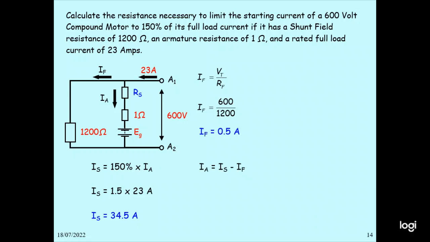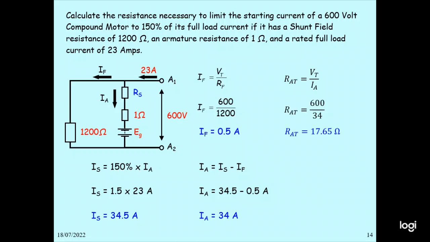IA equals IS minus IF, so that's 34.5 minus 0.5, equal to 34 ampere. Armature circuit resistance is VD by IA, which can be calculated, so 600 by 34, you got 70 by 65 ohm. RS equals RT minus RA, you got 70 by 65 minus 1, you got 16 by 65 ohm.